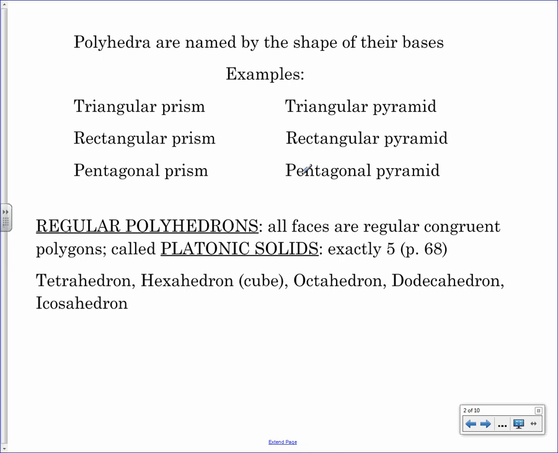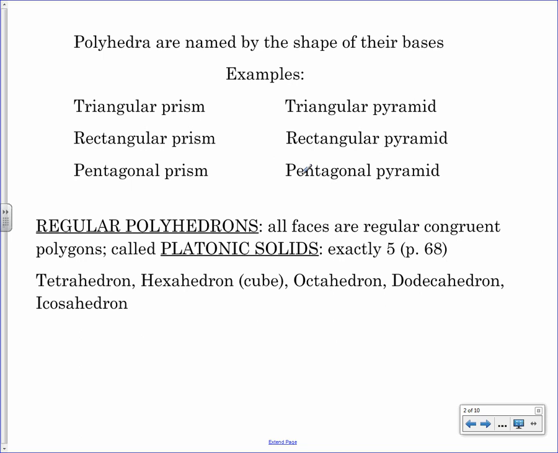Regular polyhedrons, go back to the word regular from the other day. All the sides are the same congruent and all the angles are the same congruent, right? So same concept. All faces are regular congruent polygons, and then those are called platonic solids. There's exactly 5 platonic solids. So I'm not going to draw those. If you guys could open up your book to page 68 really quickly, I want you to see what those look like. While you're doing that, the names are tetrahedron, hexahedron, a cube, octahedron, dodecahedron, and icosahedron. Okay? So go there because I do want you to see those.